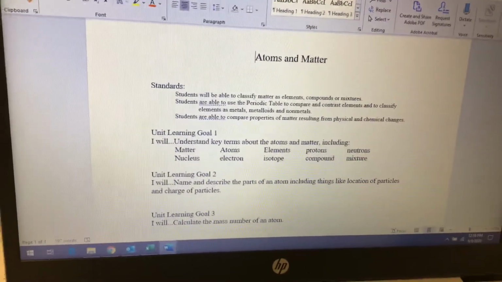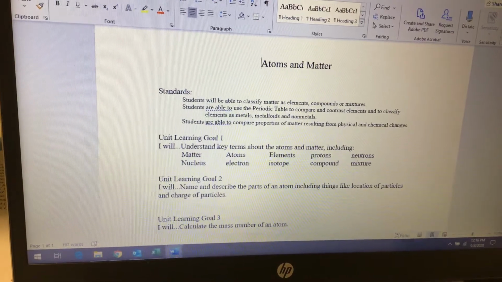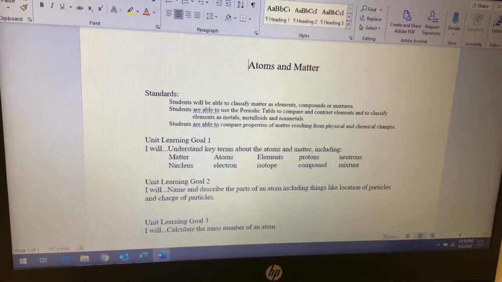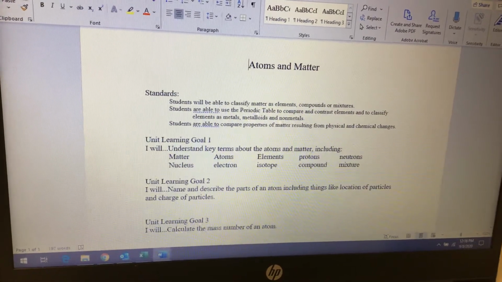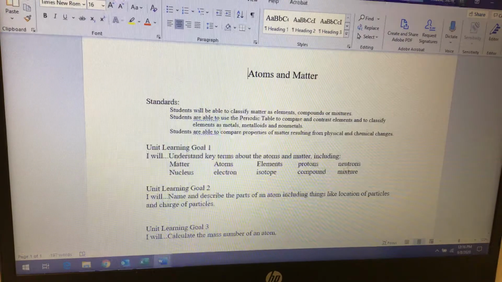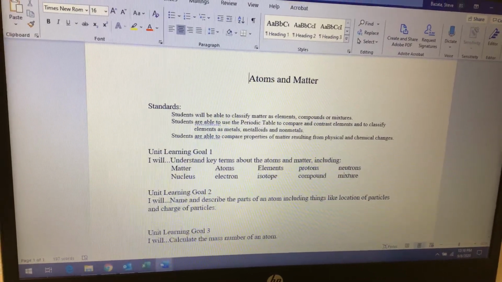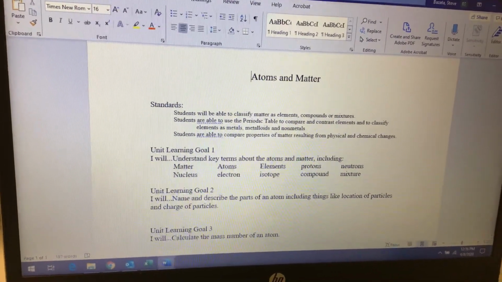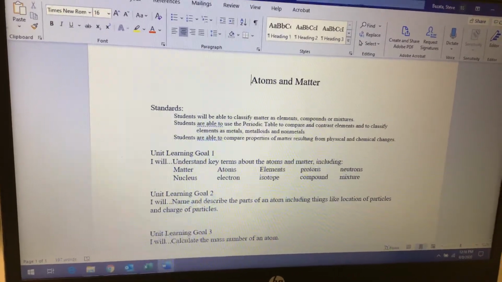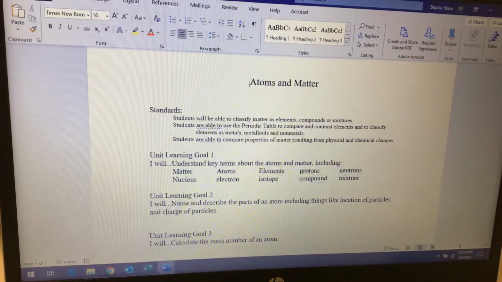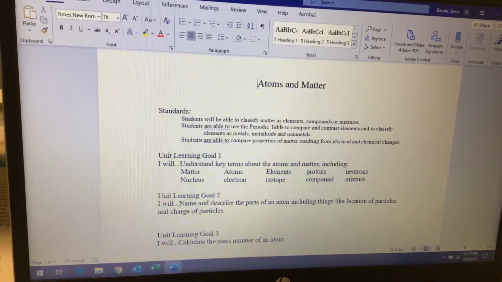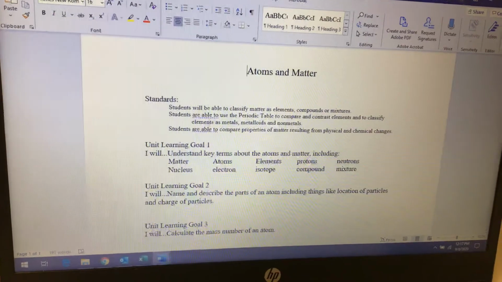So, some important terms there. We're going to talk about matter. Everything is made of matter. We're going to talk about the parts of an atom, the nucleus, electrons, protons, and neutrons. We're going to talk about what that means. They're going to make up isotopes and ions, which we'll get into, and then compounds and mixtures. So there's not a ton on this, but it's pretty in-depth.